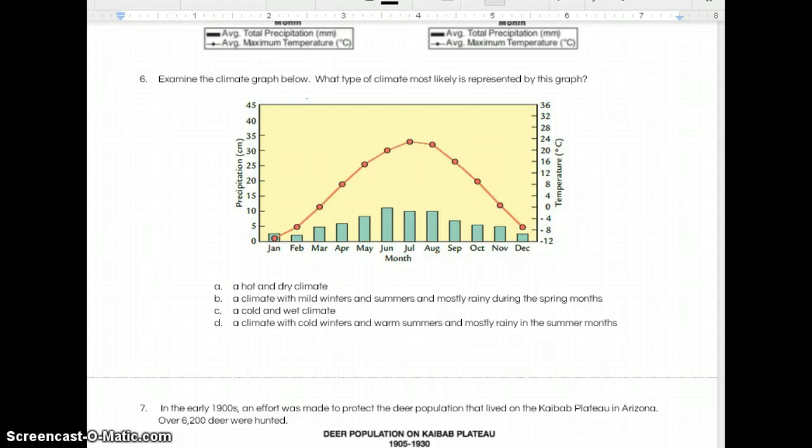A. A hot and dry climate. B. A climate with mild winters and summers and mostly rainy during the spring months. C. A cold and wet climate. Or D. A climate with cold winters and warm summers and mostly rainy in the summer months.